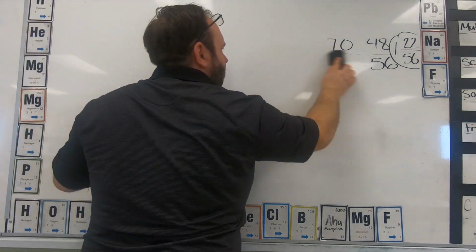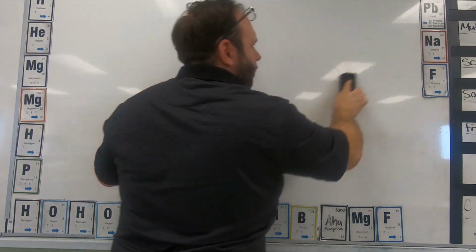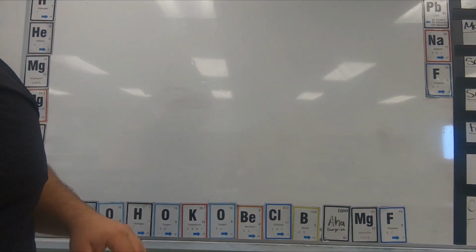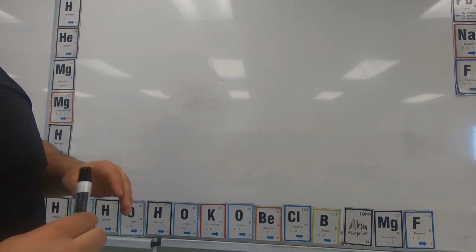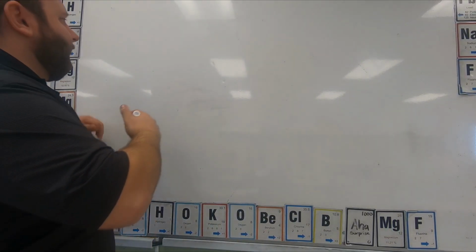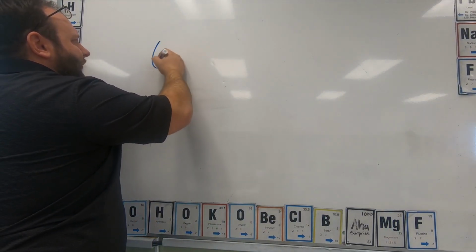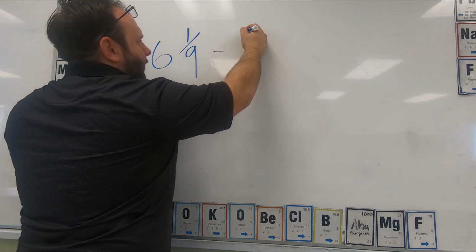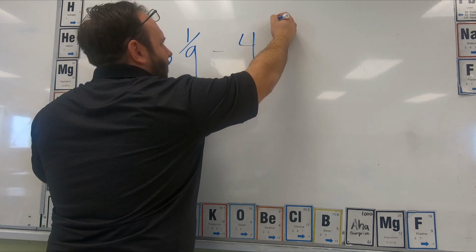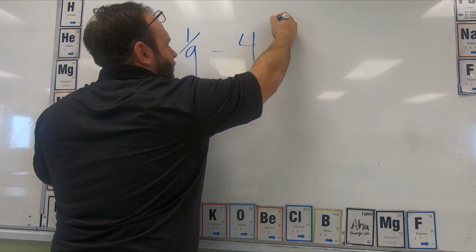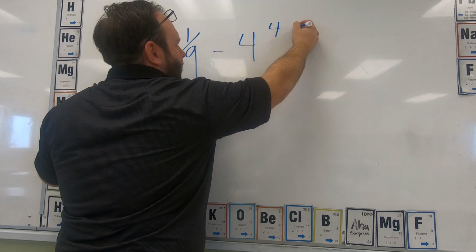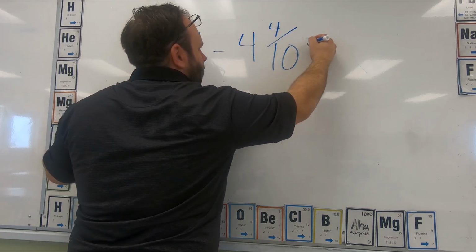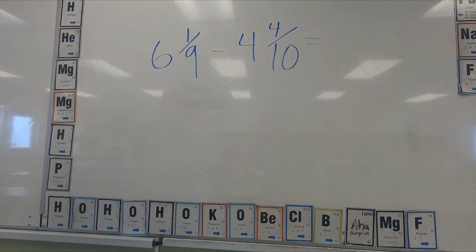Let's do a few more. I want to make sure you're okay. And again, remember, you can always go back and look at this again if you need to. Turn that camera one more time. Let's go with blue this time. This time, let's go with 6 and 1/9. Take away 4 and let's go with 4/10. All right, so we have our fraction ready to go.